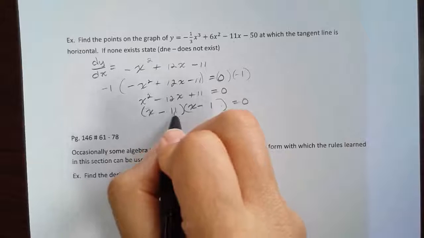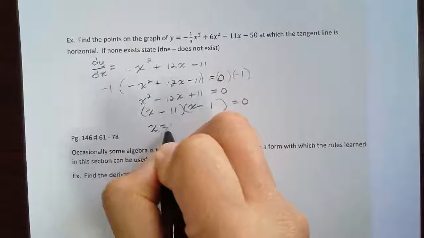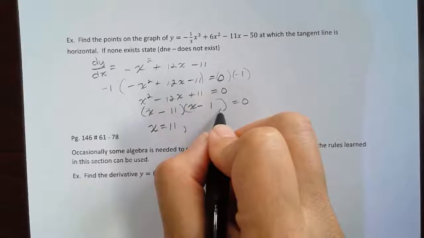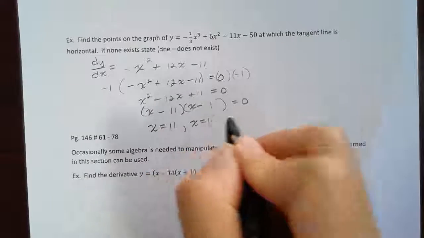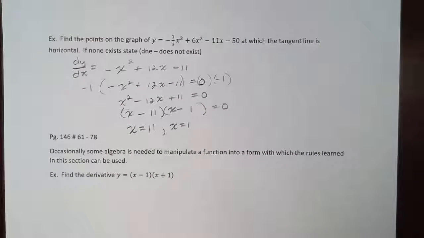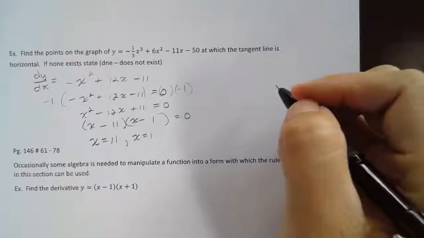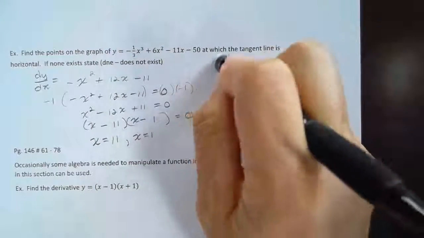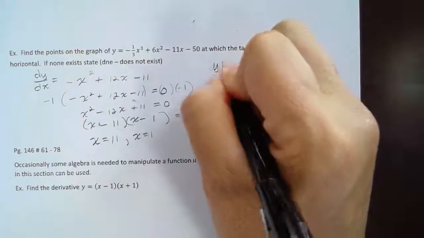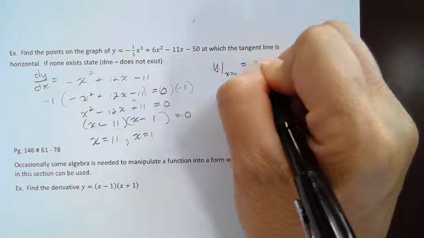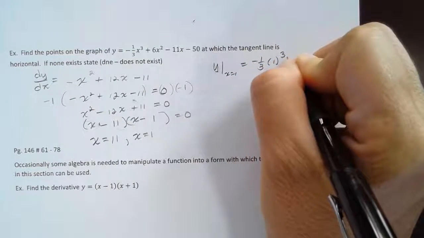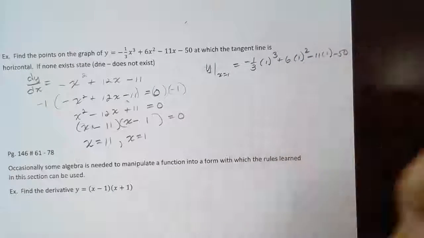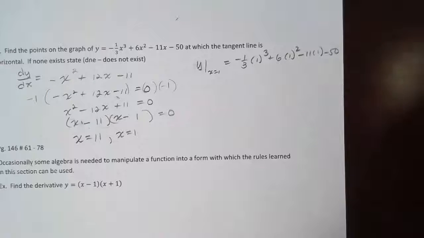Which means x minus 11 equals 0 yields x is equal to 11 as one point. x minus 1 equals 0 yields x is equal to 1 as a second point. So this particular graph has two tangent lines. I need the y coordinates that go with these. So if I do y evaluated for x is equal to 1, negative 1/3 times 1 cubed plus 6 times 1 squared minus 11 times 1 minus 50. Again, I went back to the original equation because I want physical points on the graph itself.